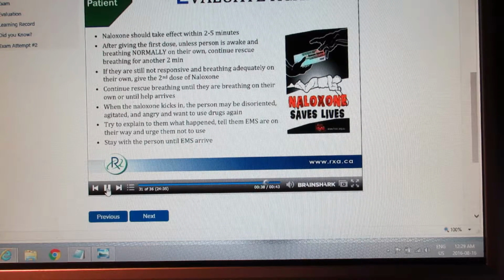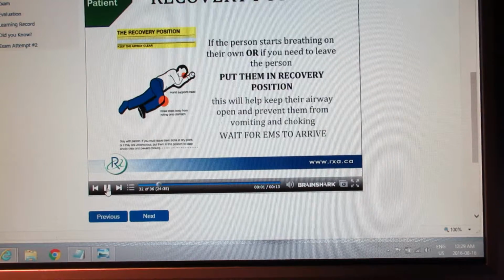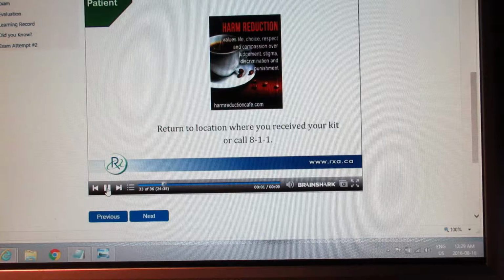And remember, if you ever have to leave a person alone, put them in the recovery position. This will help keep their airway open and prevent them from vomiting and choking. And if you can, please wait for EMS to arrive. If a take-home naloxone kit is used, advise the client to return to the location where they received the kit or to call 811.